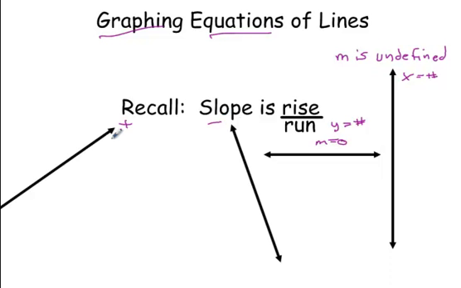Now some people still have a hard time with this because they go, it goes to the left, it goes to the left, so it must be negative. Well, no, if it goes up to the right, then it goes down to the left. Both are true at the same time. But for a negative slope, if it goes up to the left, it goes down to the right.